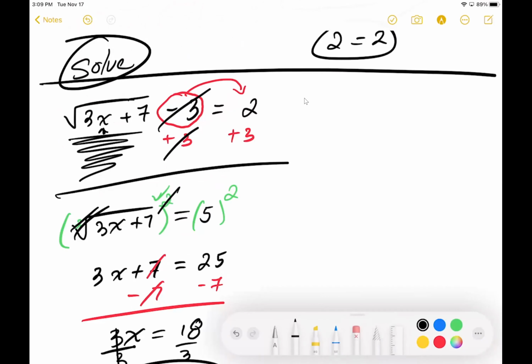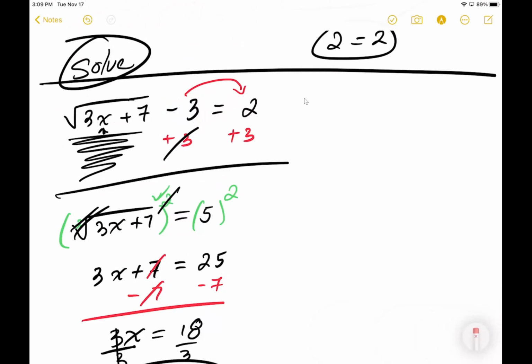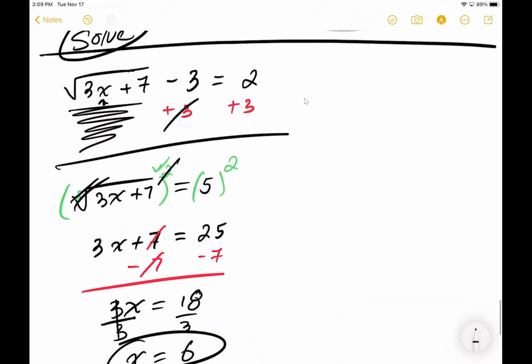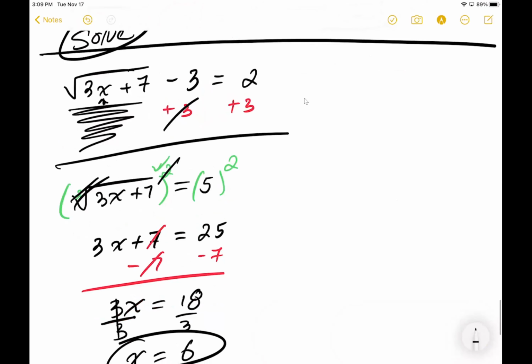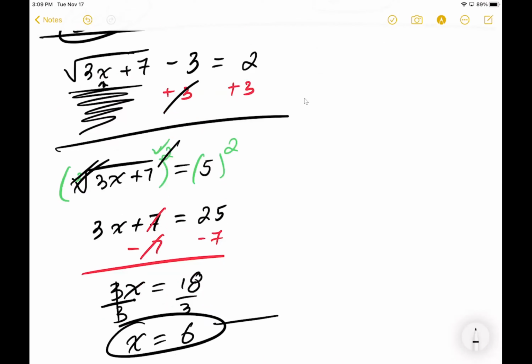Looking at this item here, any questions on where to start or how to start, or how I got my answer of 6 for x?